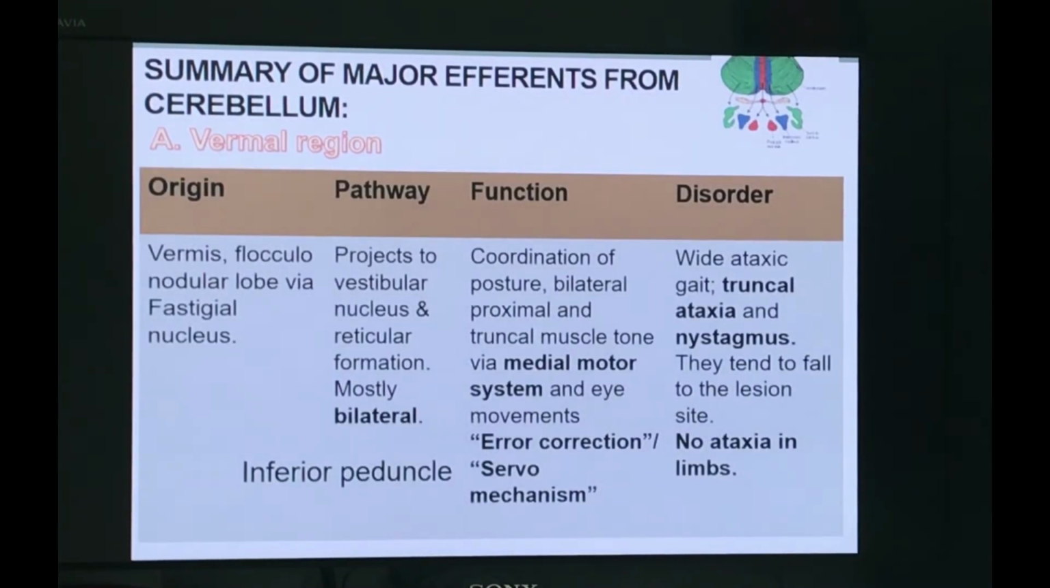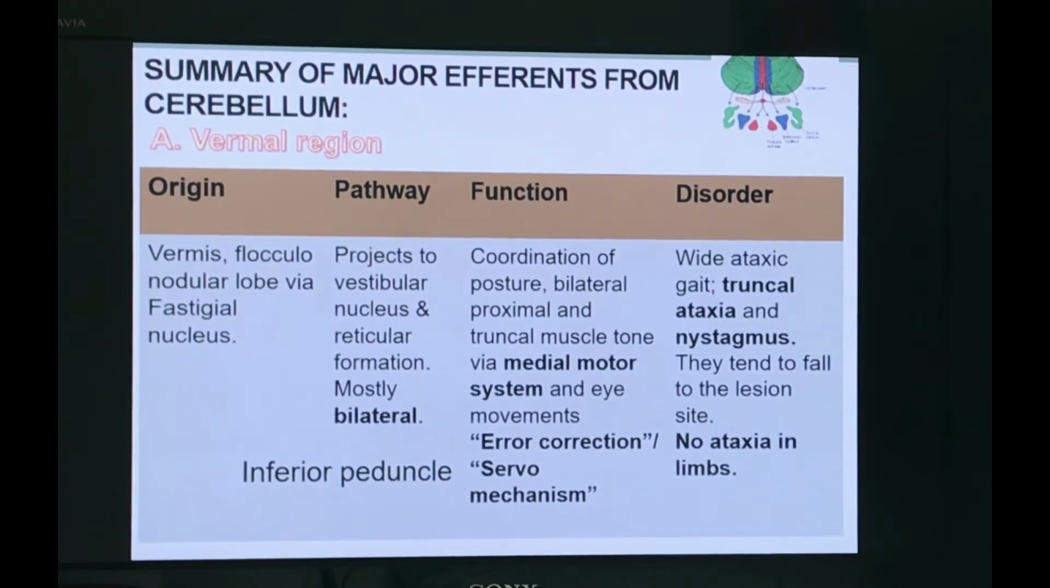From the vermis and from the flocculonodular lobe, the fibers go through the vestibular nucleus. The efferent fibers all arise from the deep cerebellar nuclei. As you know, the vermis mainly helps in the control of balance and posture. So they mainly have a connection with the vestibular nucleus and also to the reticular formation.